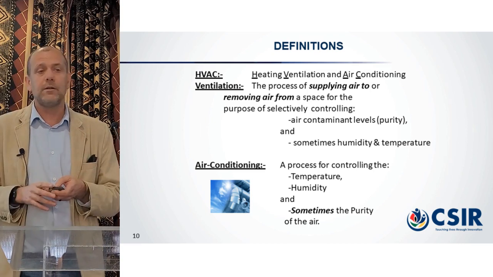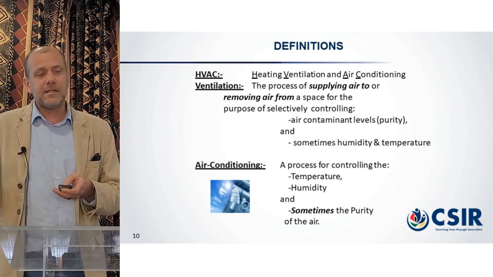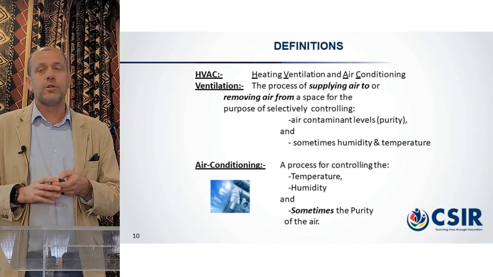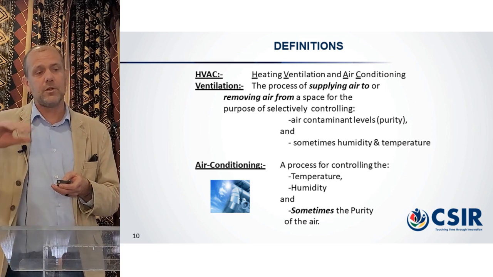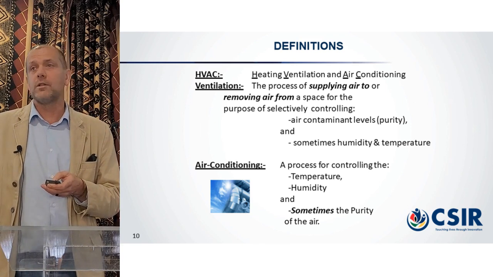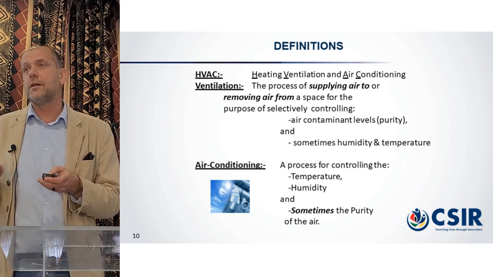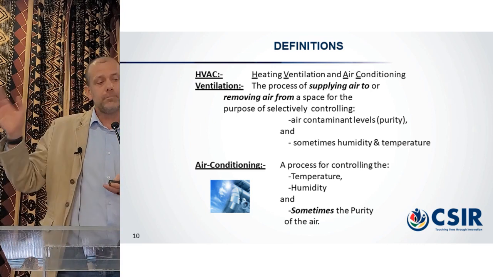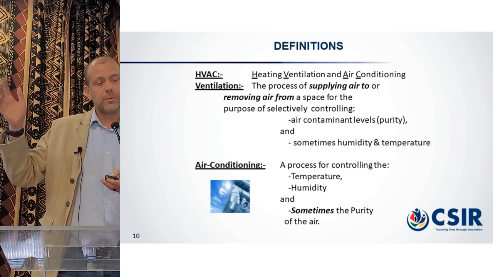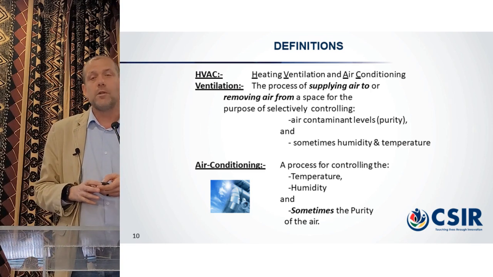So that's your air purity in indoor space. And it can sometimes, under certain conditions and environments, control humidity and temperature, but it's not its primary function. So ventilation is for controlling air contaminant levels, while air conditioning is a process for controlling the temperature, and humidity, and sometimes the purity of the air.